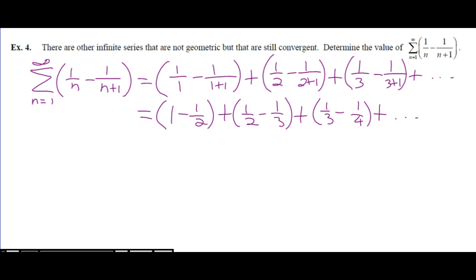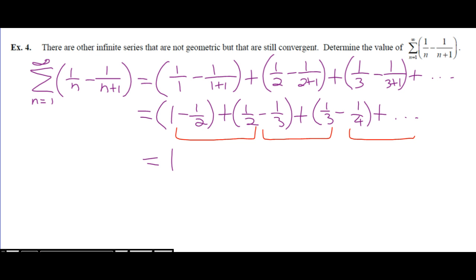So what's happening if we remove the brackets? What do these two add up to? 0. What do these two add up to? What are the next two going to add up to? So all you're left with is 1. Ultimately it looks like 1 minus a half plus a half, minus a third plus a third, minus a quarter plus a quarter, minus a fifth plus a fifth, minus a sixth plus a sixth, ad infinitum. And that's just going to be 1.